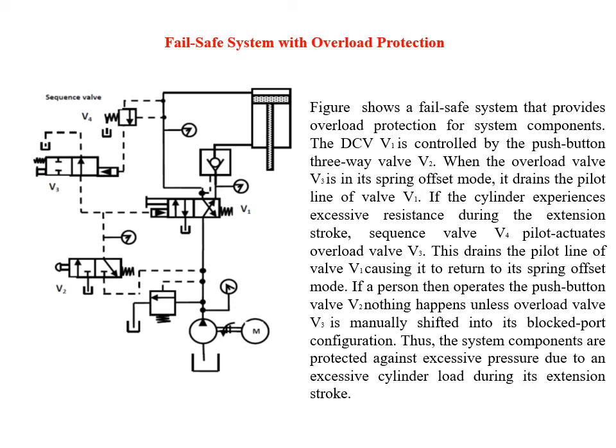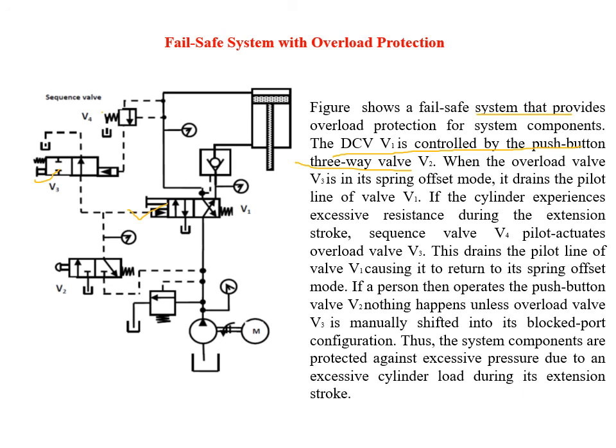For the overload protection, the fail-safe circuit is shown in this figure. The DCV V1 is controlled by a push button three-way valve V2. This is DCV V1. This is controlled by push button valve V3.